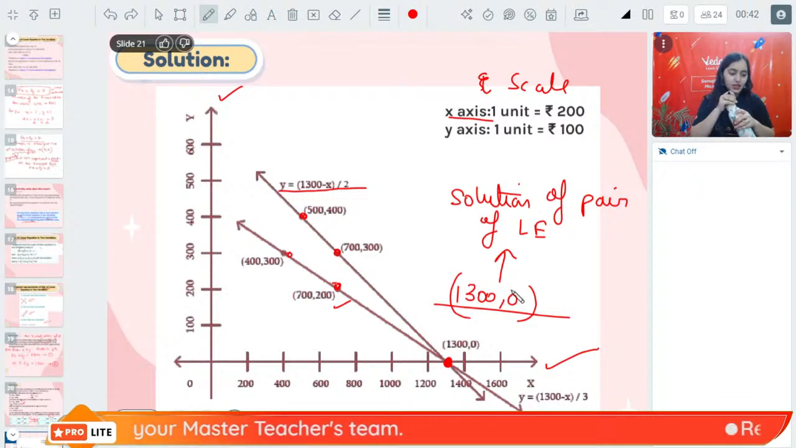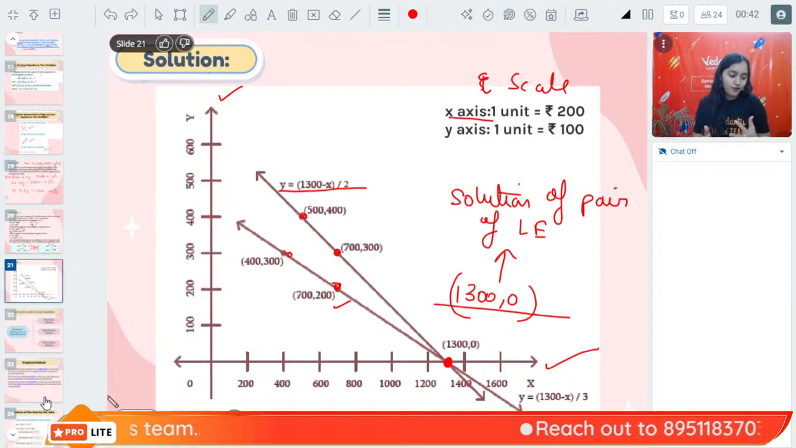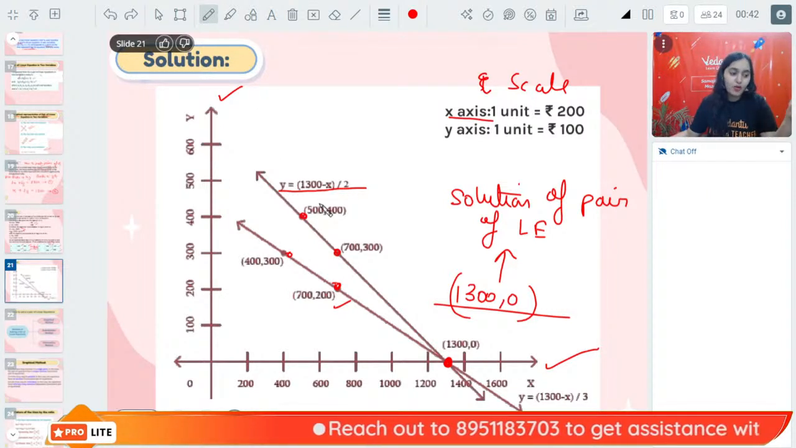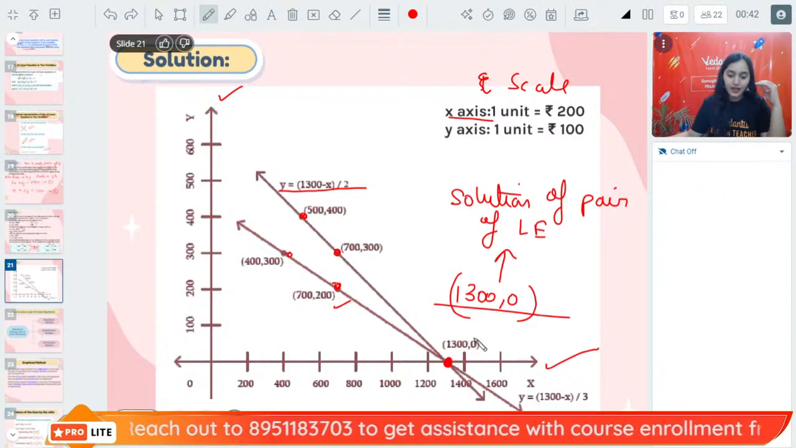Understood? Yes or no? How we have plotted the graph, what we have done, everybody understood? We will simply find out the coordinate points, plot them, and then find out where they are intersecting, and we will know.